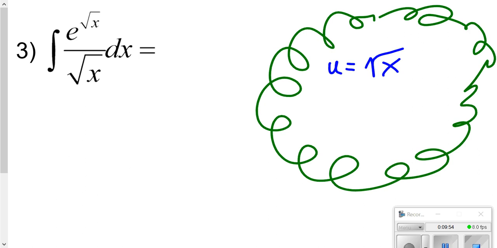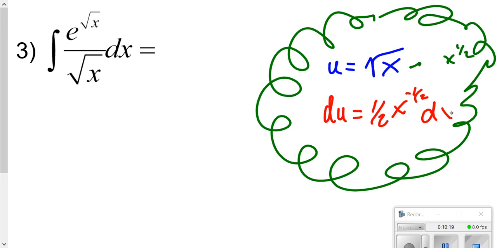I'm going to do the derivative. We can do this in our head now. So I'm going to rewrite it as x to the 1/2 so that when I do the derivative, I get 1/2 x. What's 1 less than 1/2? Negative 1/2. And then remember, I have a dx there.